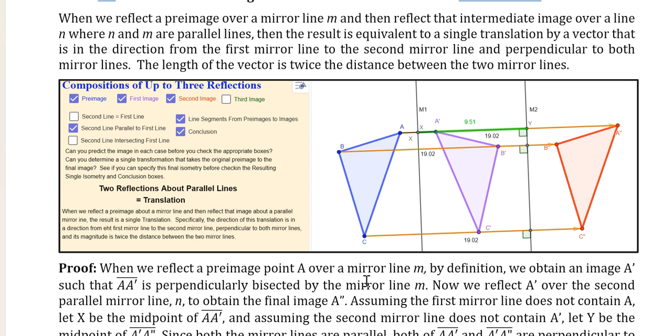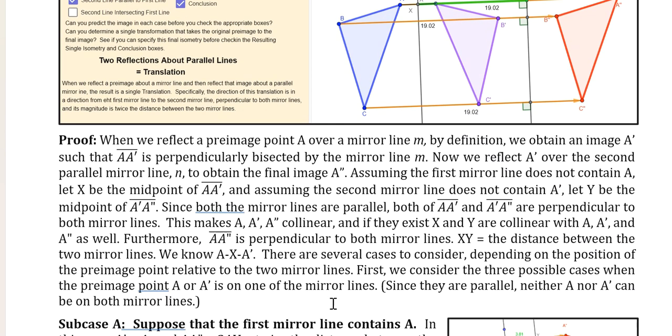Okay, so when we reflect a pre-image over a mirror line, and then reflect the intermediate image over a line that's parallel to the first mirror line, the result is equivalent to a single translation by a vector that's in the direction from the first mirror line to the second mirror line and perpendicular to both mirror lines. The length of the vector is twice the distance between the two mirror lines. So let's see if we can prove this.